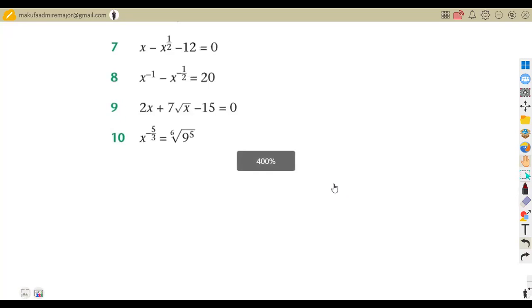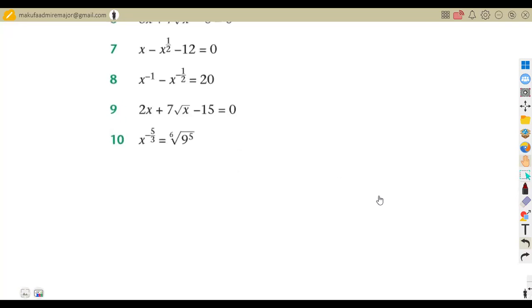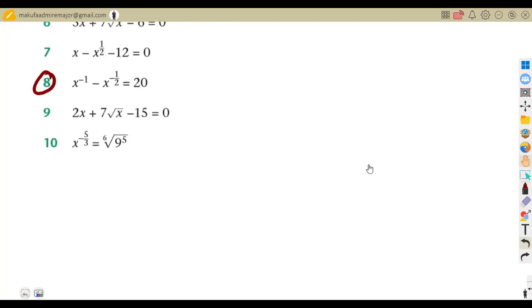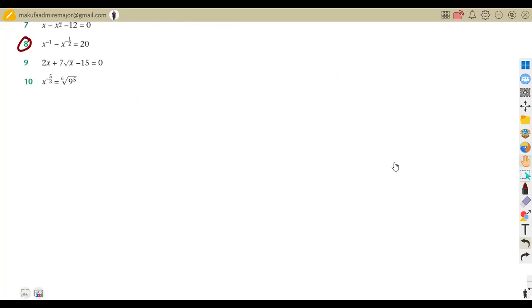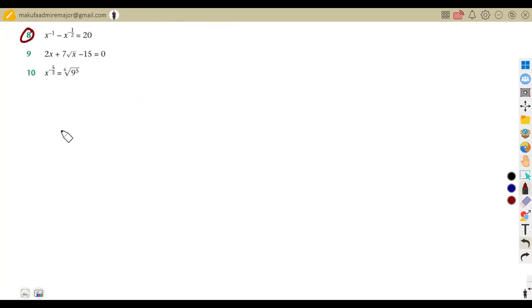Do so on question number 8, question number 9, question number 10. Maybe you can just talk about question number 9. There's a negative there. All right, so let's see what they are trying to say here. On number 8, I mean, we are given x to the exponent of -1 minus x to the exponent of -half is equal to 20.